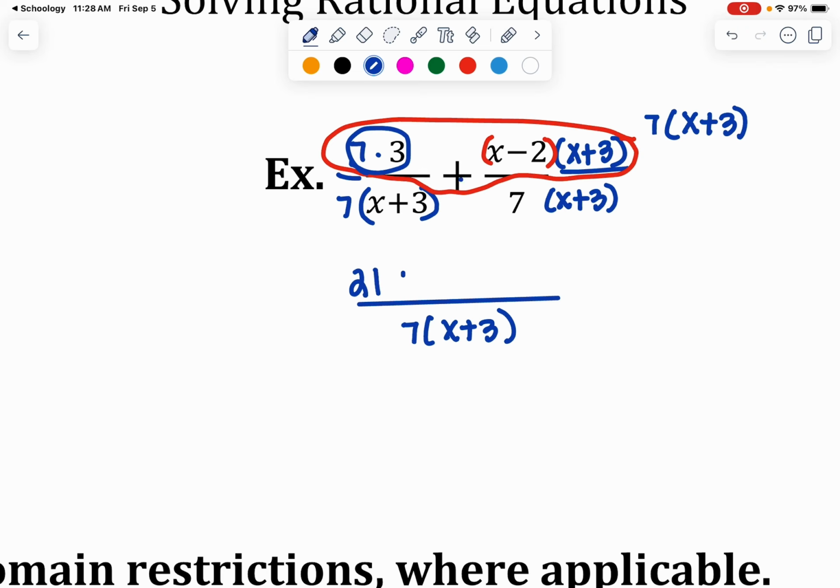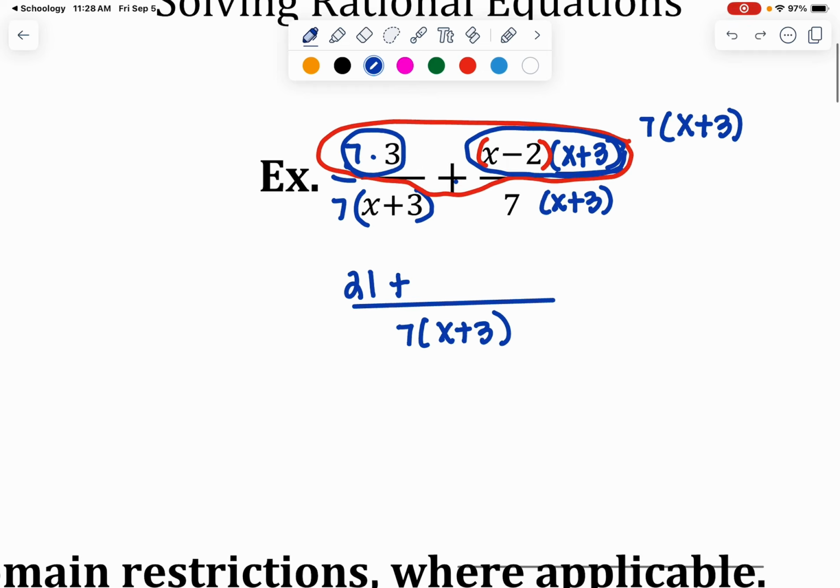Then I have a plus sign, so plus. And then I have these two being multiplied. So I can write down x minus 2 times x plus 3, but they need to be multiplied, so I'm going to multiply them out. X times x is x squared. Outer is 3x, inner is negative 2x, that's plus x. And then last is minus 6.